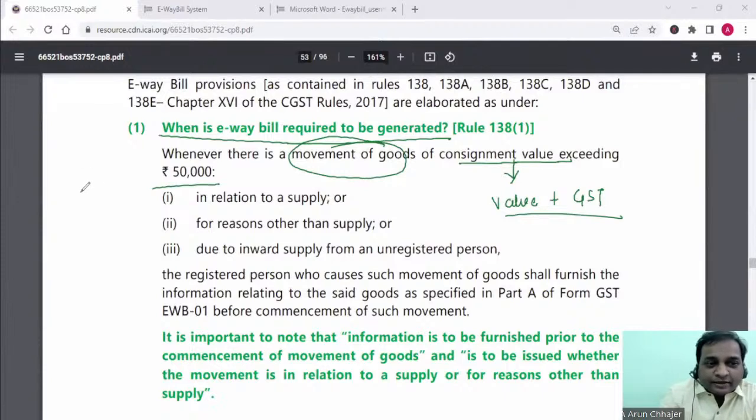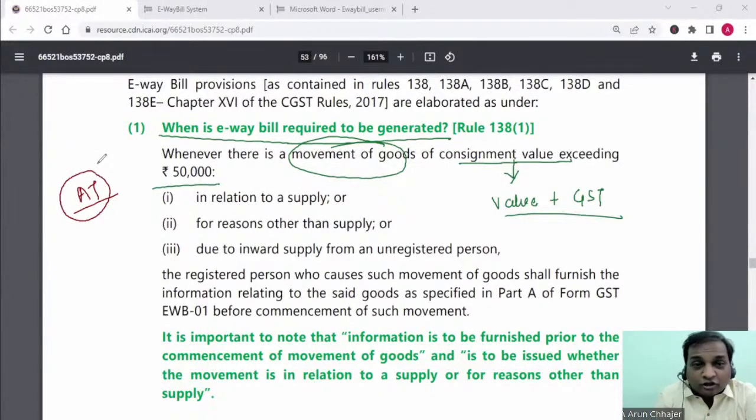We have discussed what is the meaning of aggregate turnover. Can anybody tell me whether aggregate turnover will include GST or not? Can anybody confirm whether it will include taxes or not? Mansa, yes, it is different, but we will discuss in the example.